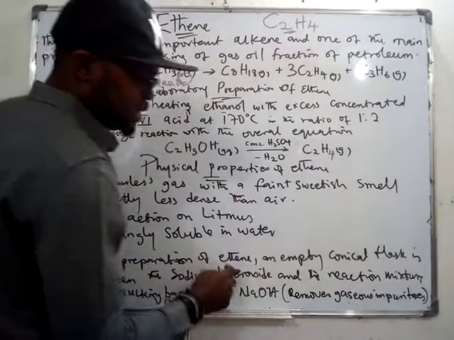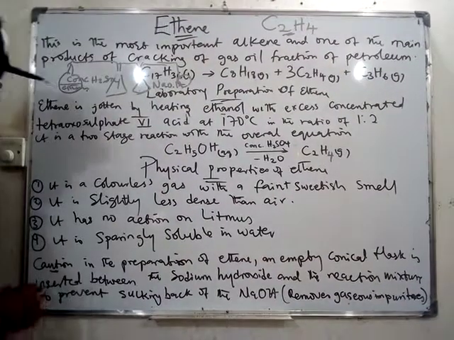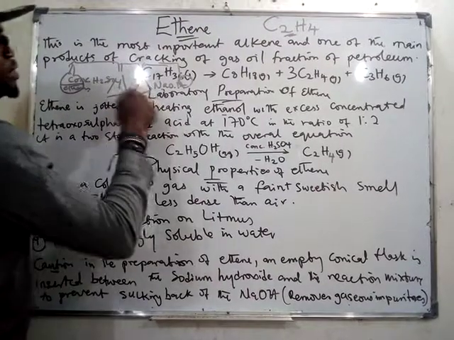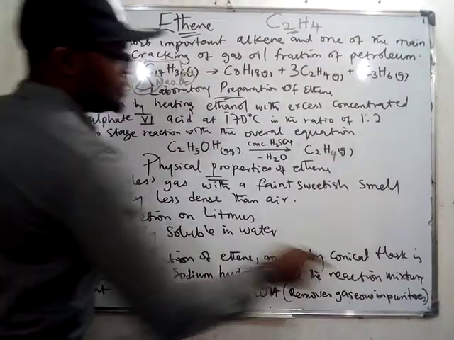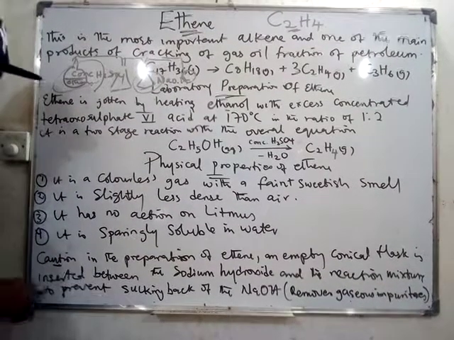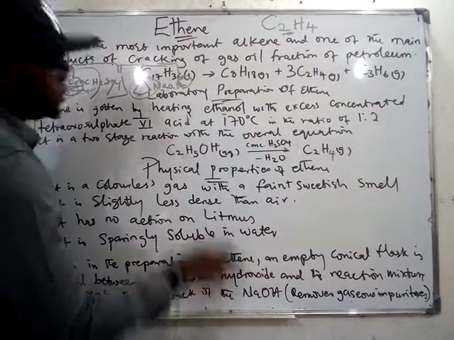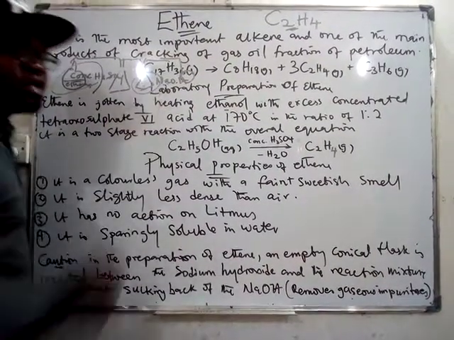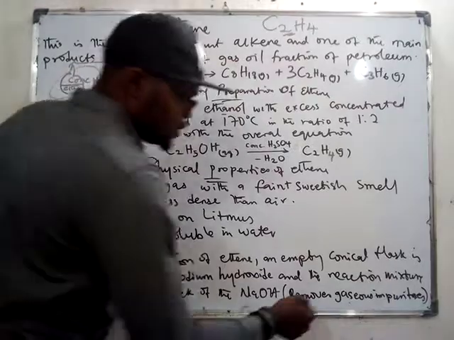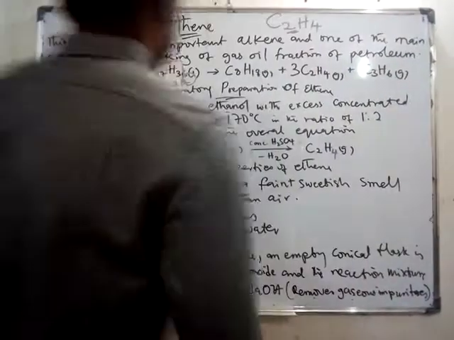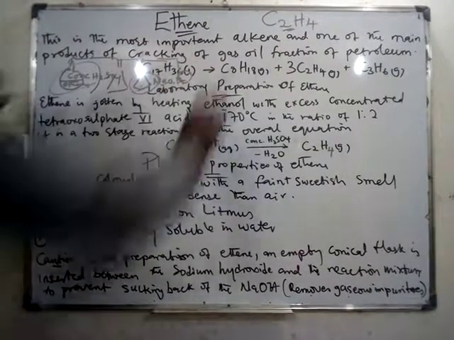In the preparation of ethene, an empty conical flask is inserted between the sodium hydroxide and the reaction mixture. This is the reaction mixture. You understand? In order to prevent sucking back of the sodium hydroxide. And what is the function of sodium hydroxide in this place? To remove gaseous impurities. Is that clear?